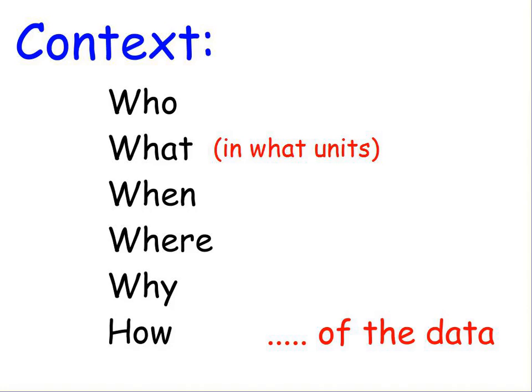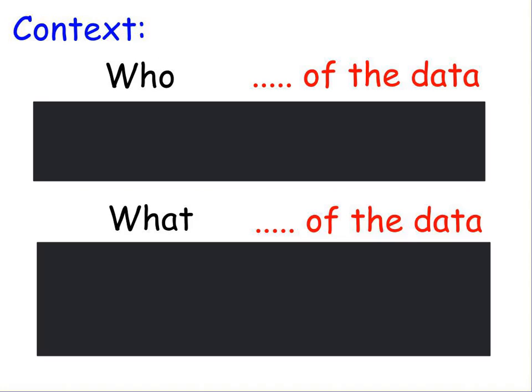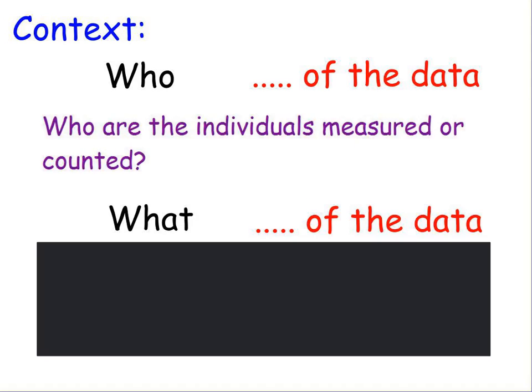So we're going to take several slides here. We're going to break these down. What do we mean a little bit more in detail about who, what, when, where, why, and how? So the first thing we're going to look at is the who and the what. So the who of the data. Who are the individuals that are being measured or counted?